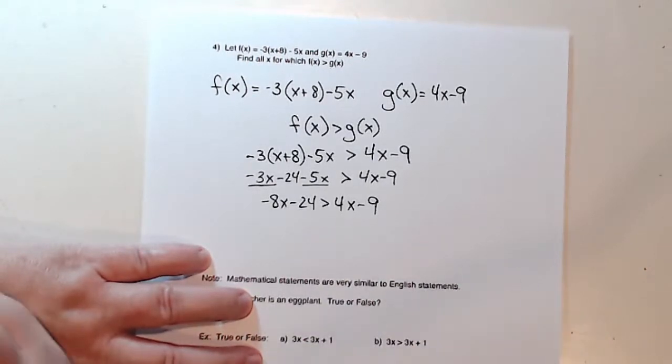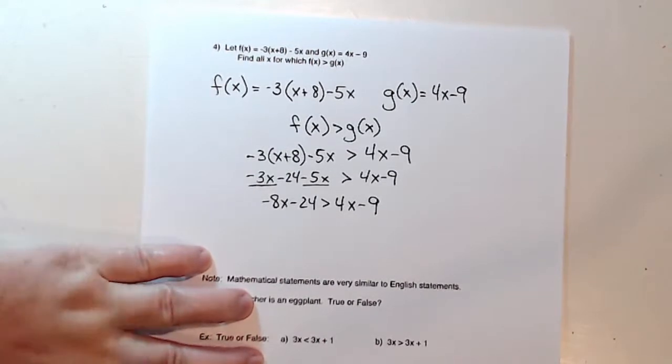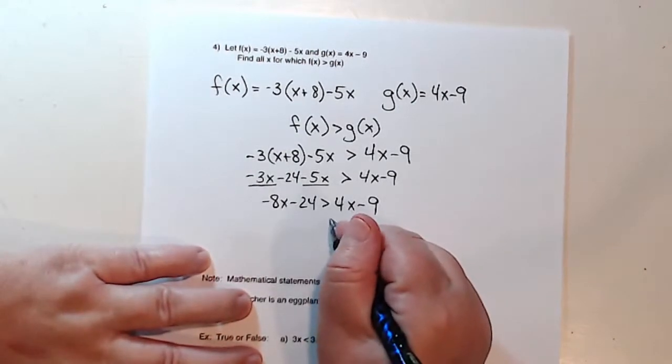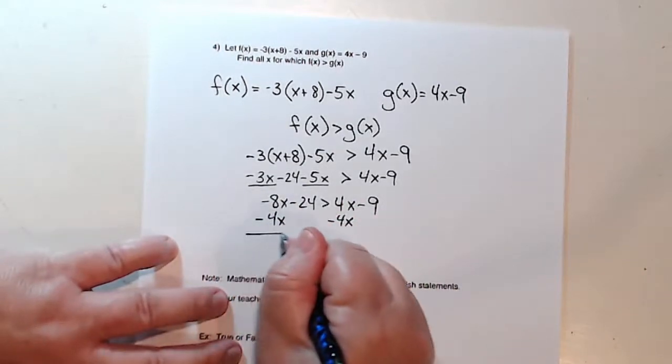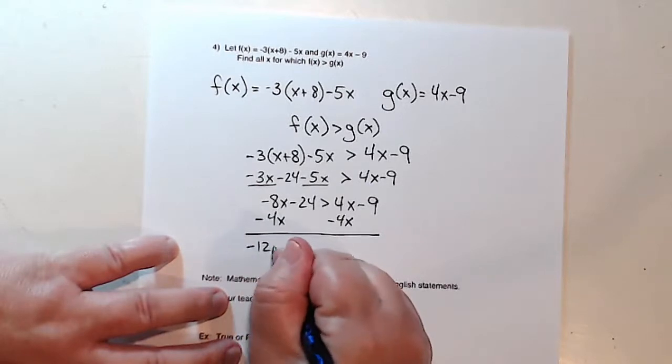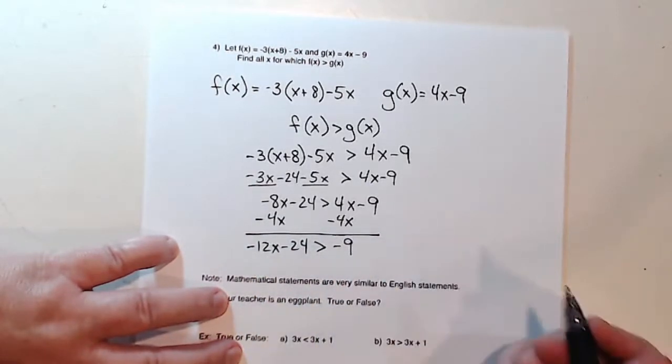What I'm going to do is move the x's onto the left because I think that is more common, and I want to give you practice for the folks who are probably going to do it this way. So I'm going to subtract 4x from both sides. I get -12x minus 24 is greater than -9.